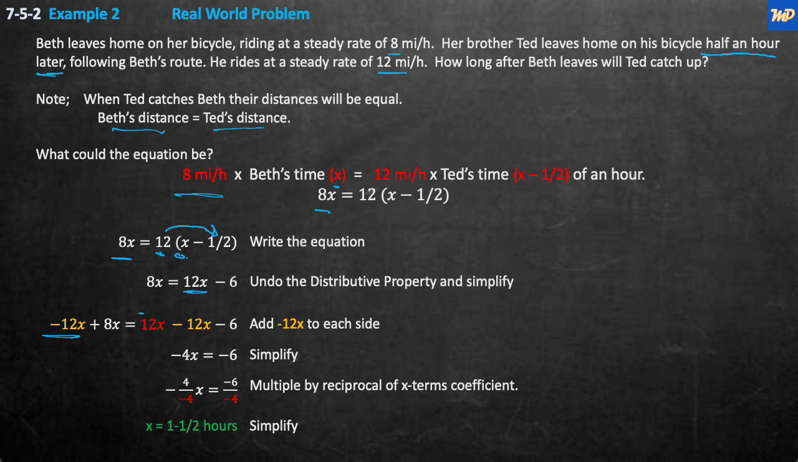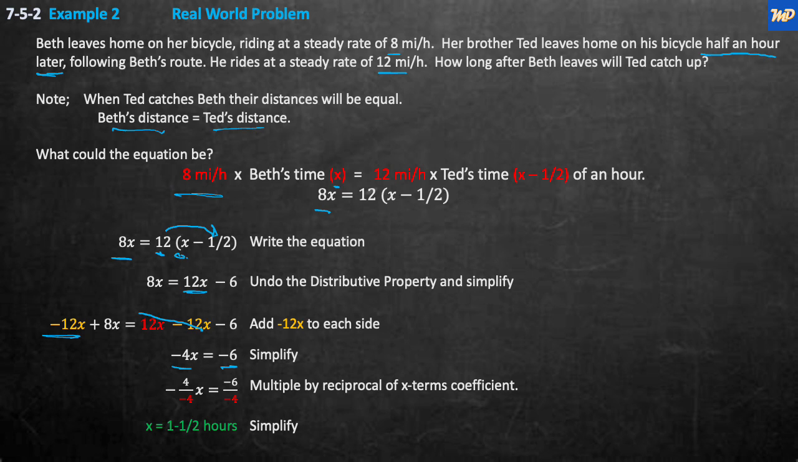So the 12x and the minus 12x cancel. And over here you're going to add the minus 12 and 8 together, and you're going to get minus 4x. So minus 4x is equal to minus 6.